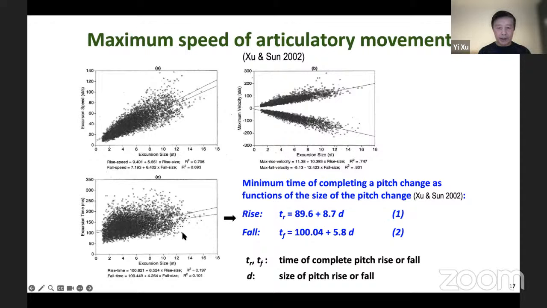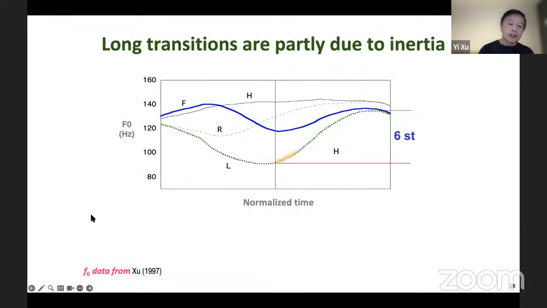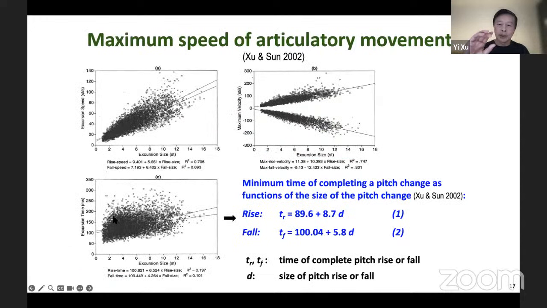And these are the equations for the excursion time as a function of excursion size. So given a particular excursion size, how much time do you need to make the transition? The excursion size is represented in the equation by D, and the function gives you a rough estimate of how much time you would need to make that transition.